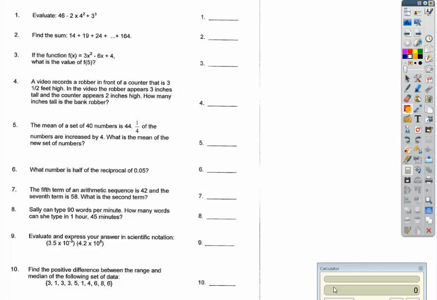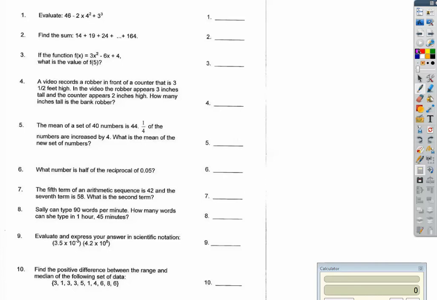So question 1, you're being asked to evaluate. Evaluate just essentially means solve, but it can't say solve because there's no equal sign. So you have 46 minus 2 times 4 squared plus 3 squared. Please excuse my dear Aunt Sally says we have to do the exponents first.